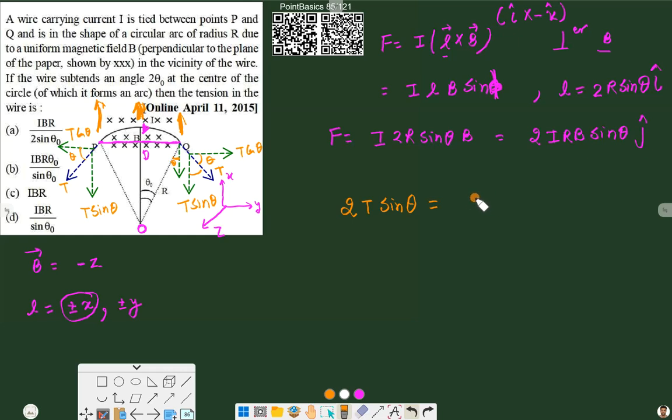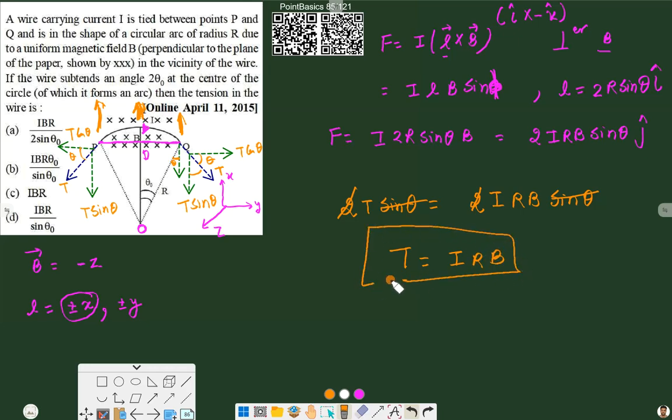will be 2IRB sin theta. So sin theta gets cancelled, 2 gets cancelled, and the tension in the wire will be IRB. So this will be the tension, option C.